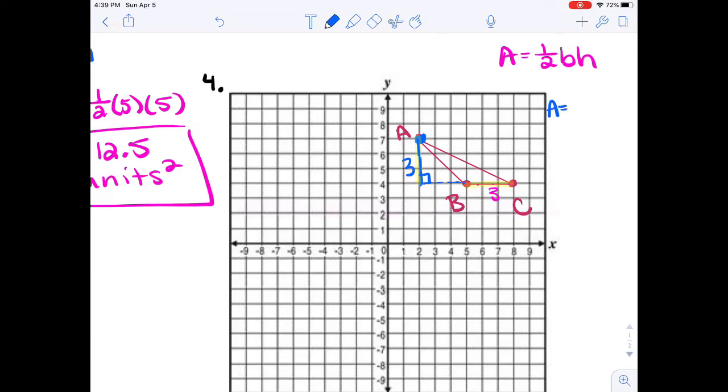So I'm going to say area equals 1/2 times 3 times 3. So if I think about this, 3 times 3 is 9, and then half of that would be 4.5 units squared.